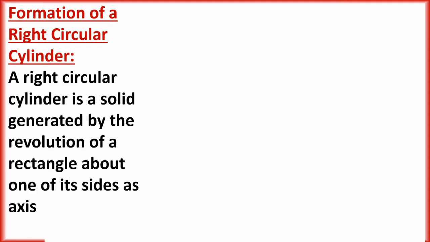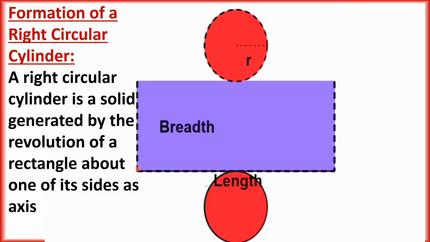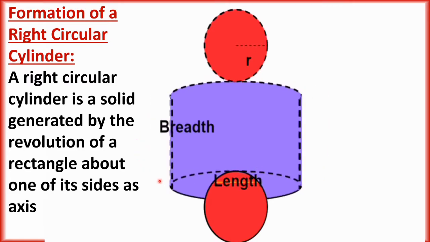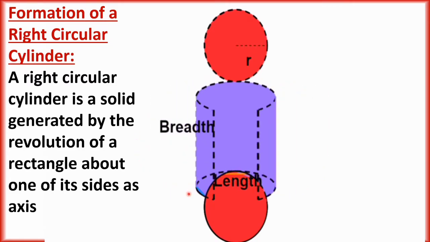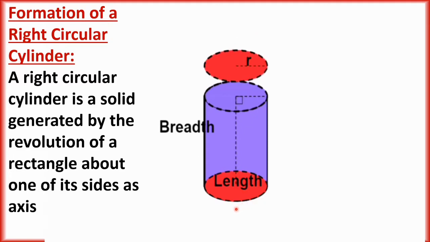Now let us see how to form a right circular cylinder. A right circular cylinder is a solid generated by the revolution of a rectangle about one of its sides as axis. See here, the rectangle is given. We all know this one as the length of the rectangle and this one as breadth. If we rotate it about one of its sides, the length of the rectangle will become the circumference of the circular base. What about this breadth? Breadth is the height of the cylinder.